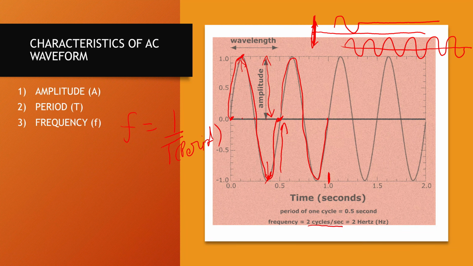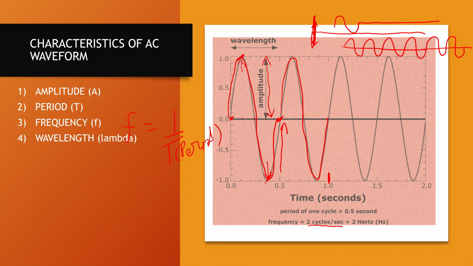I hope this makes the concept very easy, because in India we have 50 hertz, but many people don't know what exactly that 50 hertz is. It's 50 cycles per second. That is basically what the idea is. Then the last term that you have is wavelength.